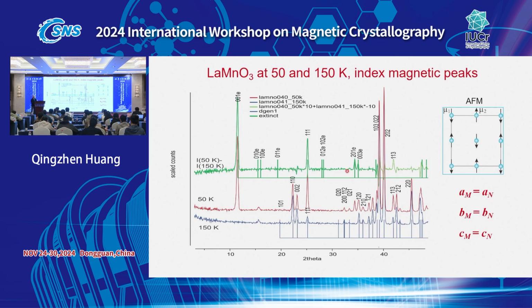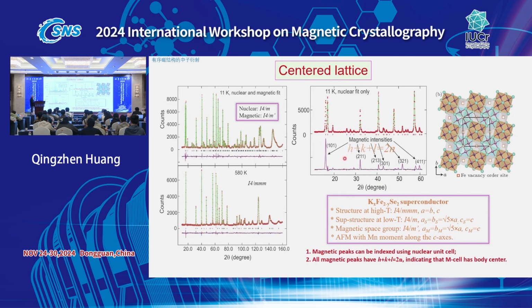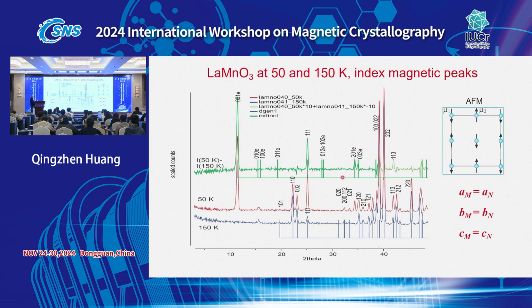So now we get some information here. First, the magnetic peak is superposed on the Bragg peak. It always appears there. So the magnetic unit cell is the same as the nuclear unit cell. So in this case, we might be able to use the same nuclear unit cell and combine the magnetic and the nuclear to be one file to refine it.